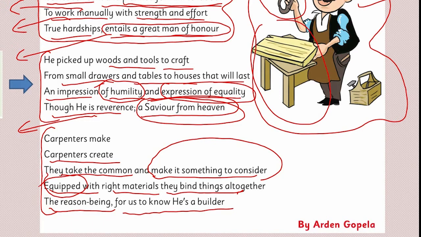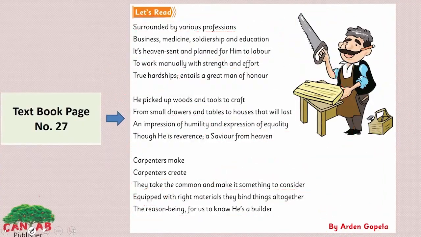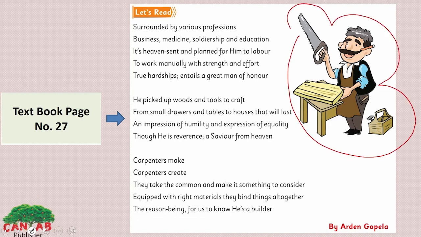The reason being for us to know he's a builder. We know that he's a builder and he creates and makes things out of wood. This poem is written by Ajahn Gopela. What we understand from this poem is that all professions in the world are respected and honorable, and a carpenter creates things and makes them beautiful by his mind and his skills, and he deserves the same respect and honor as other professions in the world.